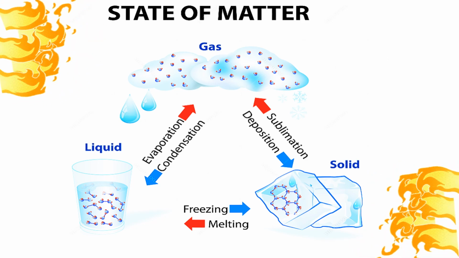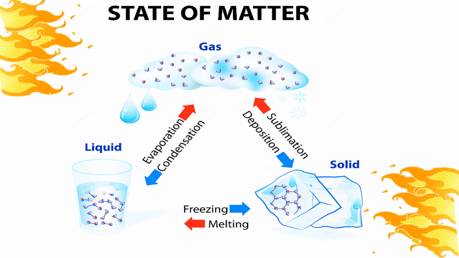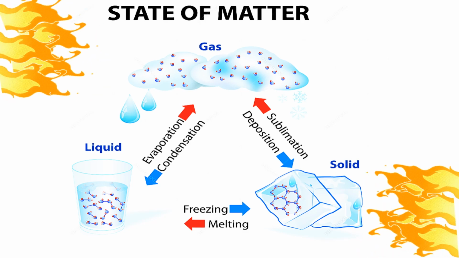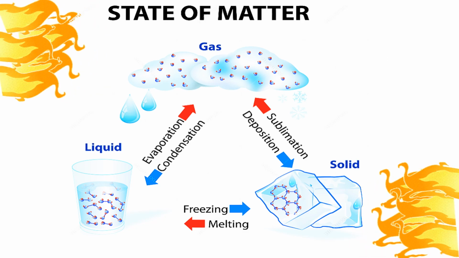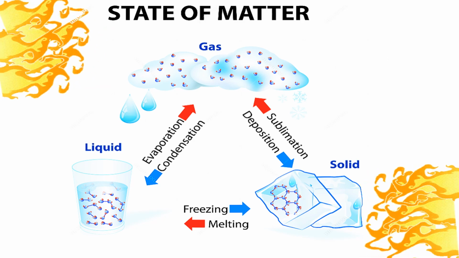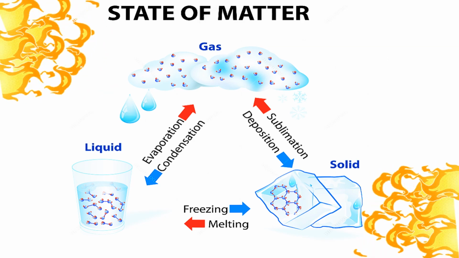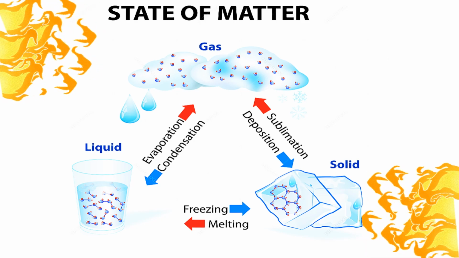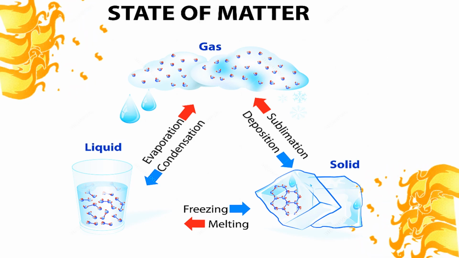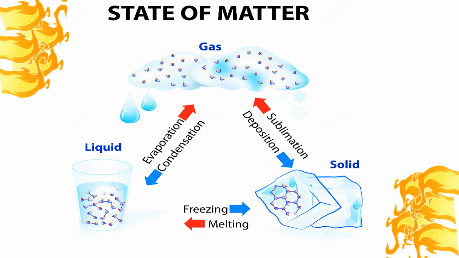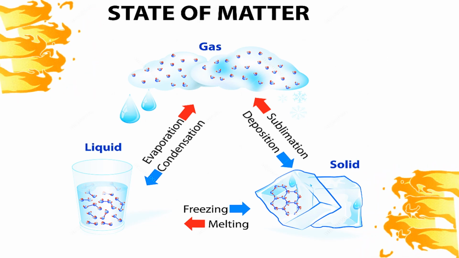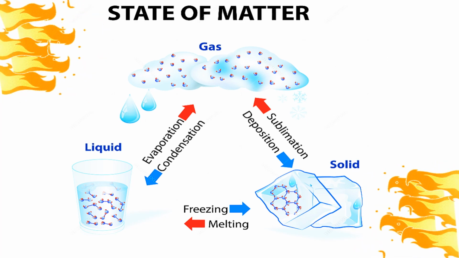Okay, solid to liquid, liquid to gas, it is because of heating. And if we cool down the gas, it becomes liquid, and if we cool the liquid further, it becomes solid in the form of an ice cube. Okay, so this is how the state of matter keeps on changing from one form to the other. So you have to keep this in mind while studying the next part of the chapter.